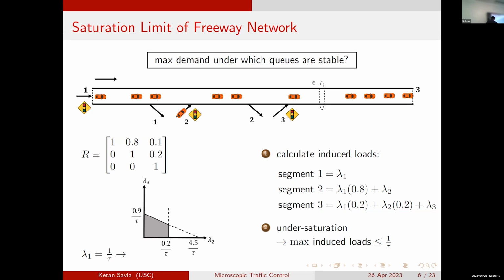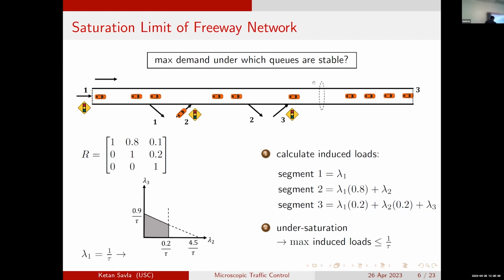And what that means is, if I fix the demand that's coming here from the upstream, then this is the set of demands that my ramp 2 and ramp 3 can handle, no matter what algorithm I'm using here. And these things come from this inequality. So I put each one of them less than or equal to 1 over tau, 100, right?